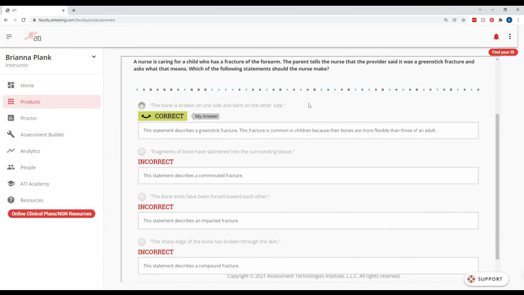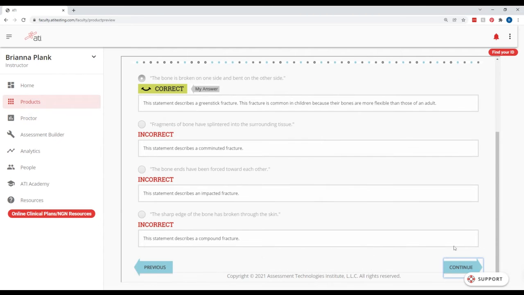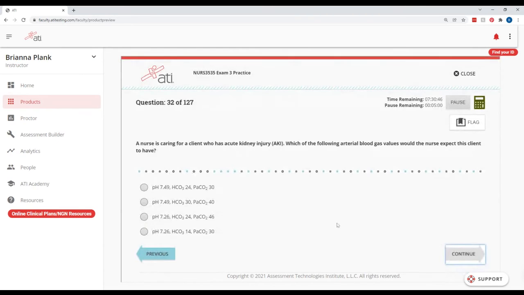This one could be, you think about a stick breaking, a green stick, so like a really bendable stick. When it breaks, part of it's still together and then part of it is broken. So that is what that looks like in children, because their bones are still pretty bendy.